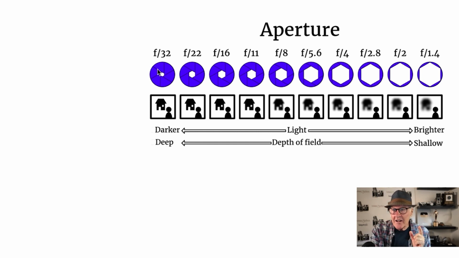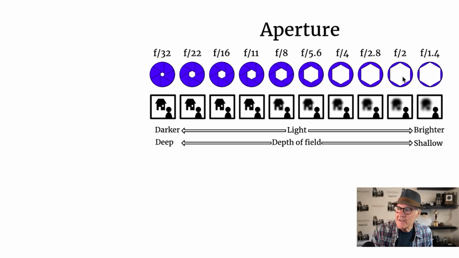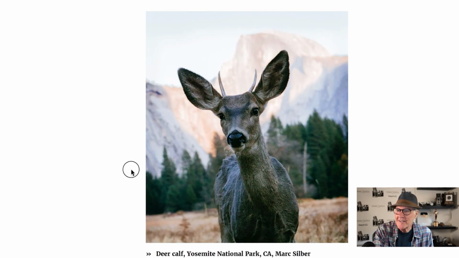When you've got a small opening, you get a very deep focus. A lot of stuff is in focus. When you have a very wide opening, it has a very shallow focus, and each has its own purpose, which I'm going to show you. You got to know these things instinctively, be able to look at a scene and go, this is how I visualized it. That's how I'm going to control my aperture.